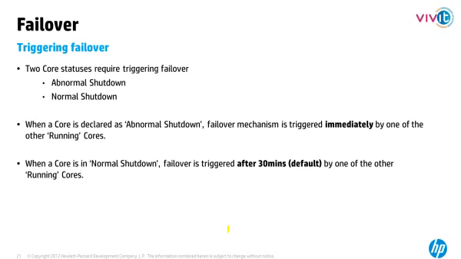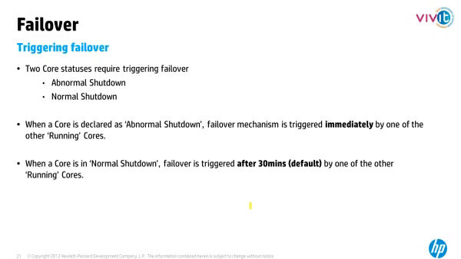Even before getting into the topologies, what event triggers the failover? There are 2 things, as we talked about. We don't want to trigger failover when everything is running and good. We want to trigger failover when the core is down. The core could be down because of 2 conditions: one is the abnormal shutdown, one is the normal shutdown. Let's talk about abnormal shutdown first.